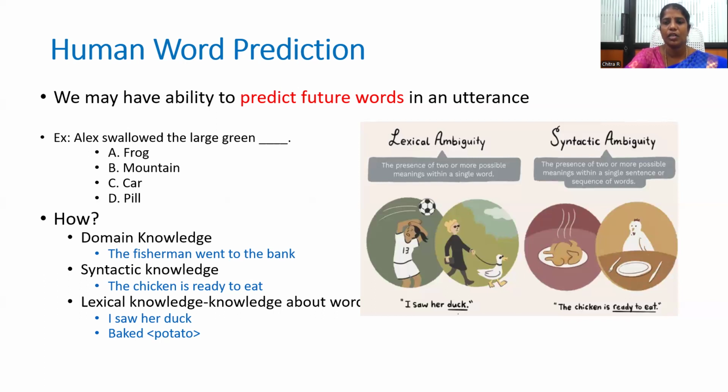In the same manner, for lexical knowledge, based on the previous and next words, we also predict the future words. This is generally done by the user. But for the computer, we have to train them, teach them to predict the next word. How can it be done? That will be discussed in this topic.